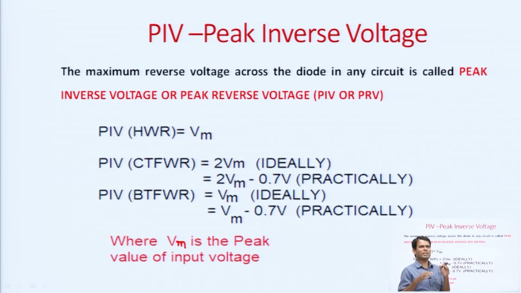So the significance of the PIV is to design any circuit using a diode. Now, PIV is defined as the maximum reverse voltage across the diode in any circuit, called peak inverse voltage or peak reverse voltage. For the half wave rectifier it is Vm, for the center tap full wave rectifier it is 2 Vm, and for the bridge type rectifier it is Vm. Now, I am going to calculate one by one.